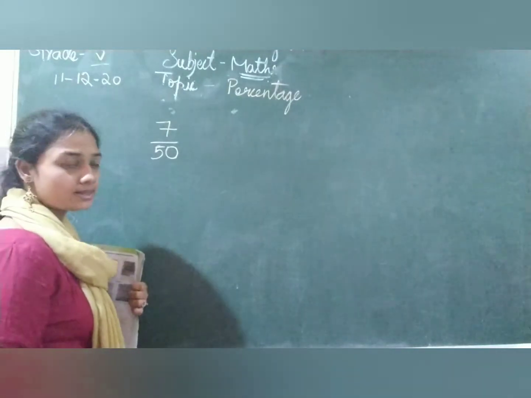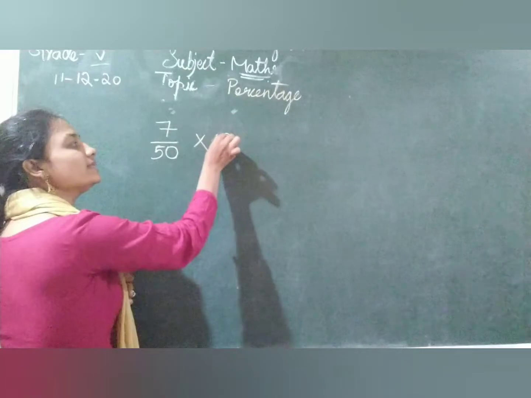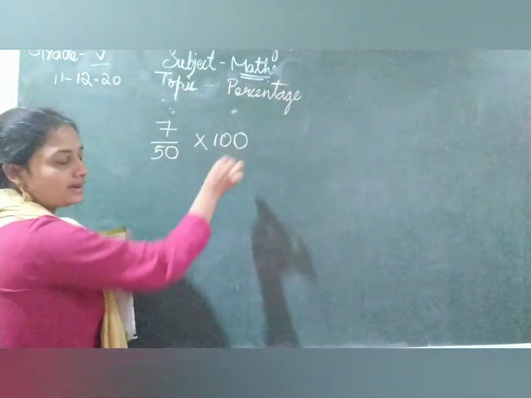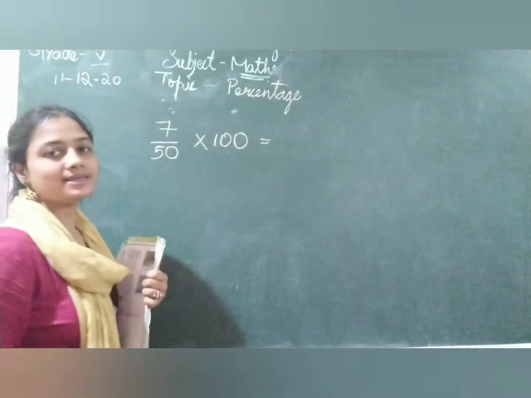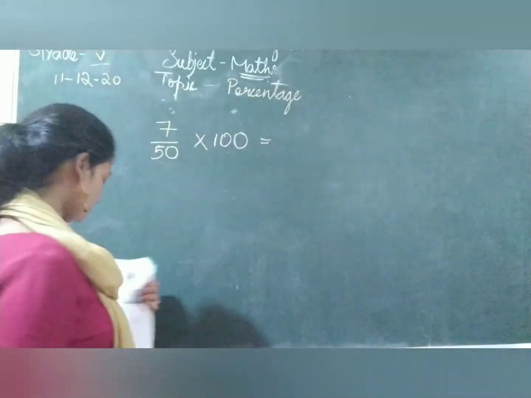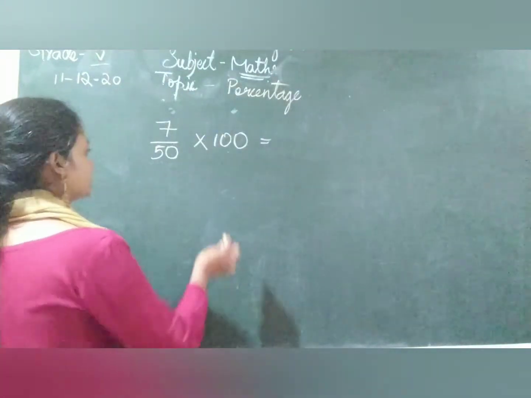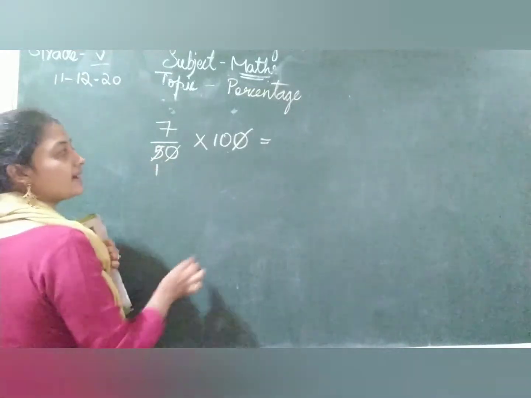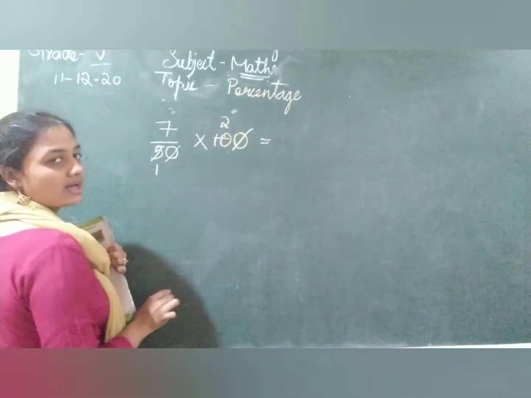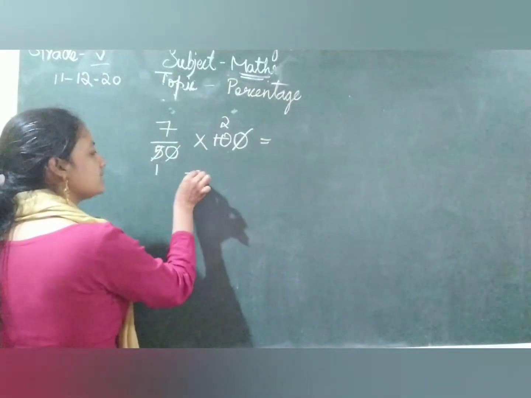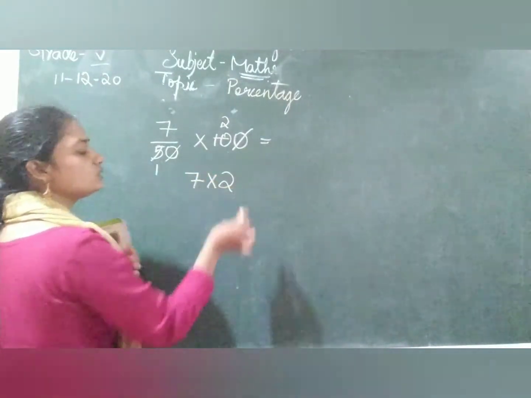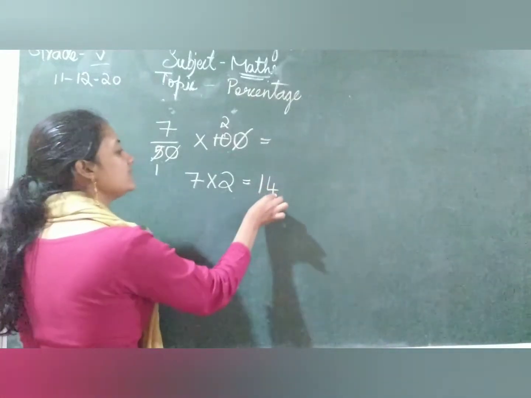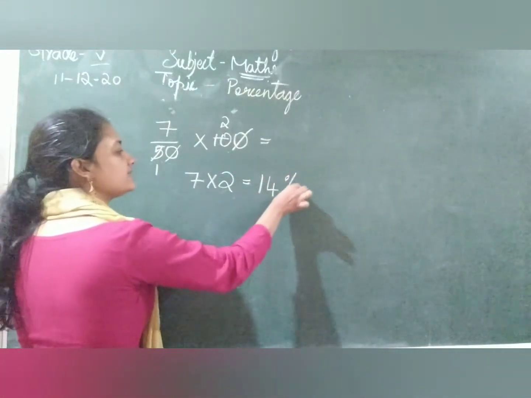It is very simple. You just multiply this with 100. You have to multiply the fraction with 100 and the answer you get is percentage. So let us multiply this and check. 0, 0 get cancelled. 5 ones are 5. 5 twos are 10. So what is remaining here? 7 into 2. What is 7 into 2? It is 14. And you write a percentage symbol.